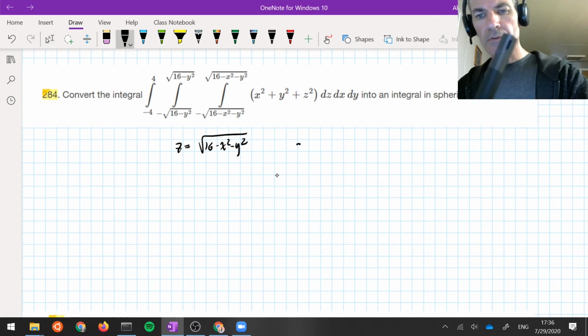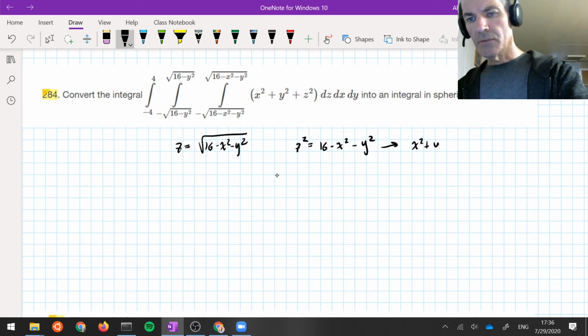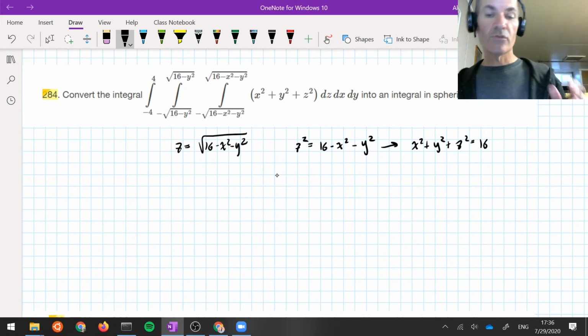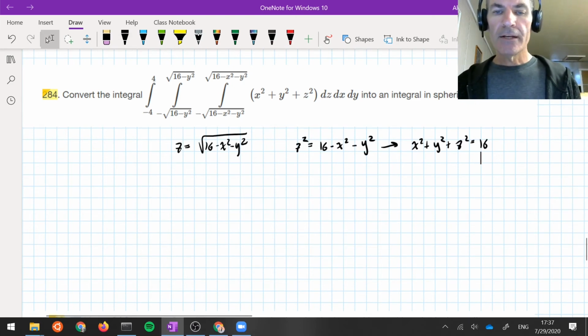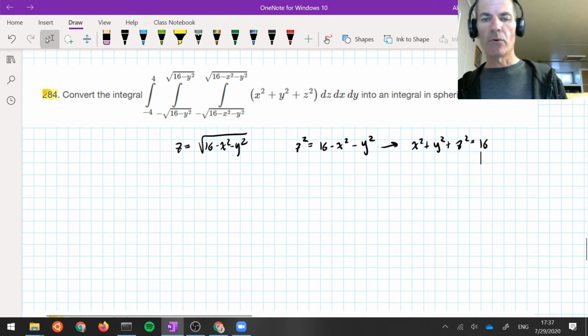And if you square both sides, you get z squared equals 16 minus x squared minus y squared, or x squared plus y squared plus z squared equals 16, and that's our friendly sphere, excuse me, of radius 4. All right, if you take that sphere and you squash it into the xy plane, you're going to get x going from here to here, and that's just a circle of radius 4.